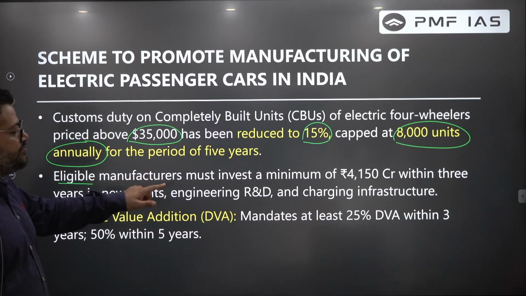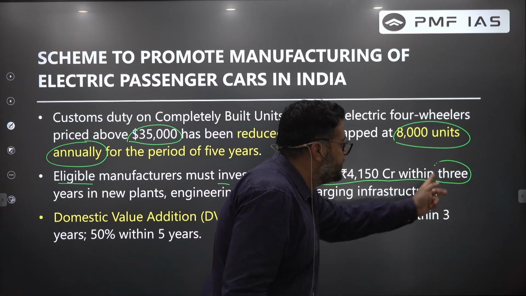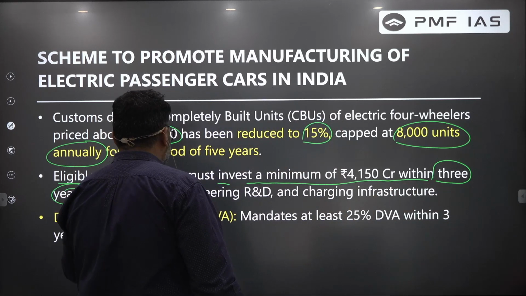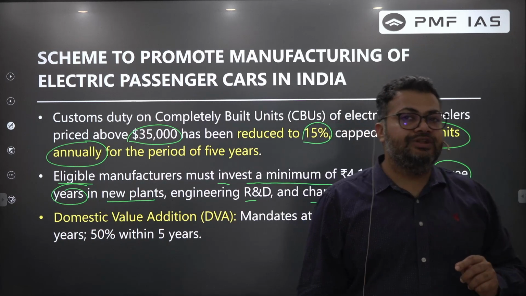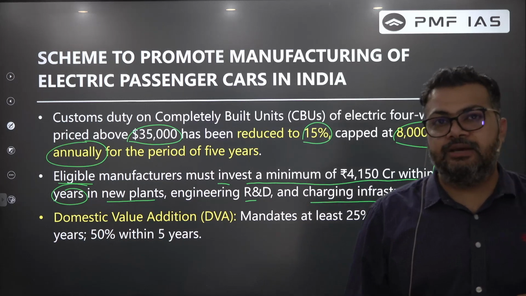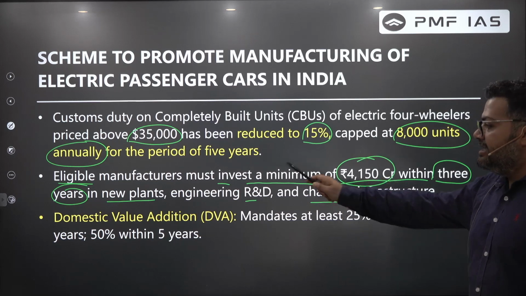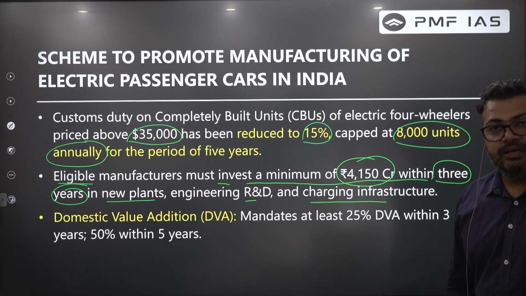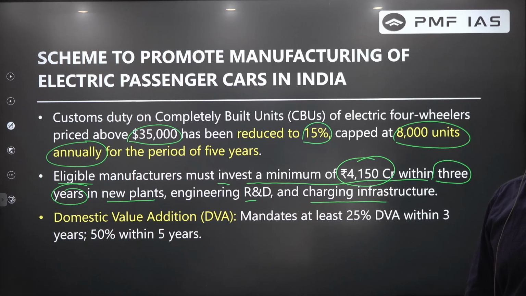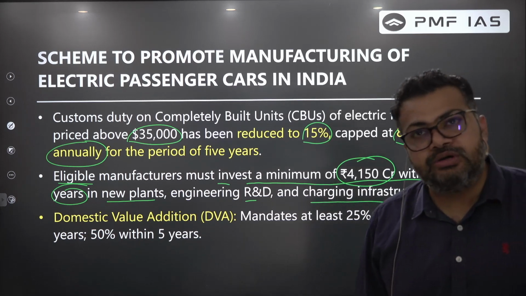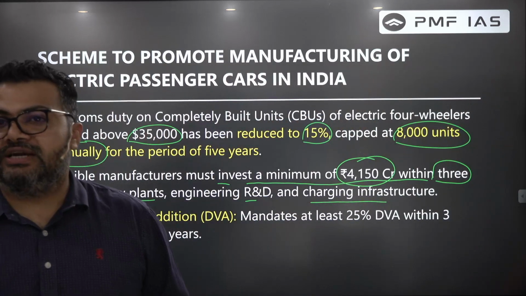Eligible manufacturers must invest a minimum of 4150 crores within 3 years in the new plants, engineering R&D or charging infrastructure. So the companies who will be benefiting with this scheme still have to make sure that they invest at least this much money, either in setting up the new plant, promoting indigenous manufacturing, or engineering R&D or charging infrastructure, which is very important for a country like India, because we are lacking the adequate charging network for future electric mobility.